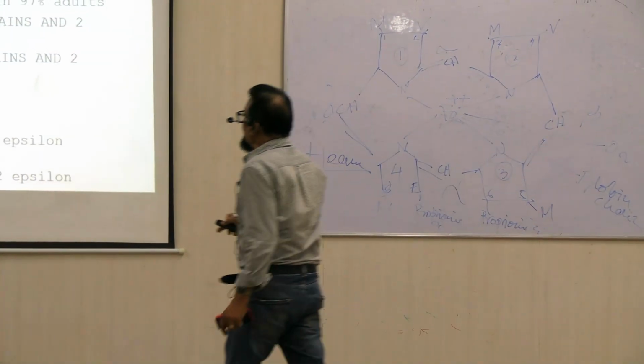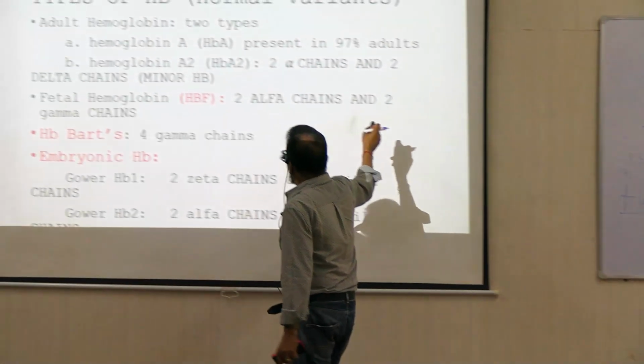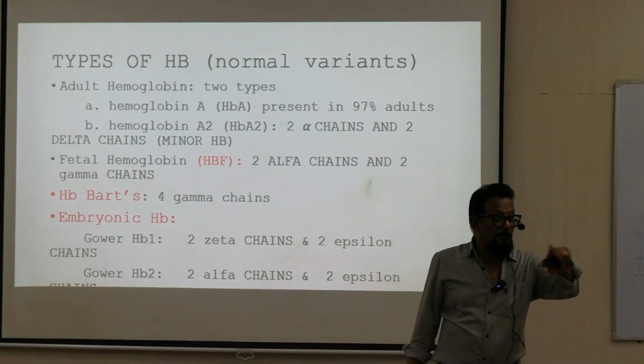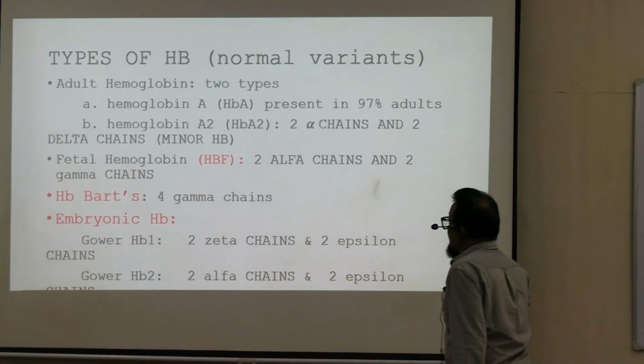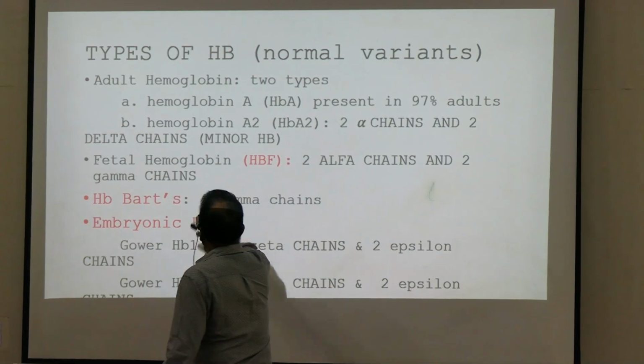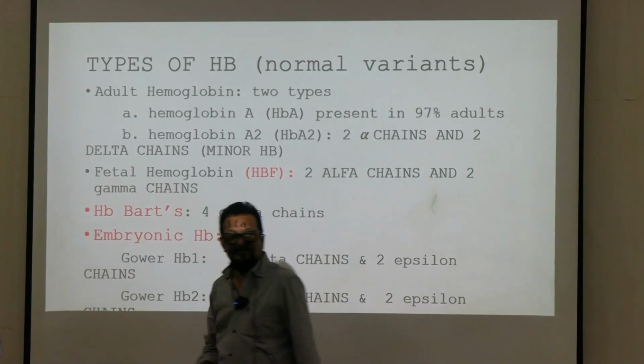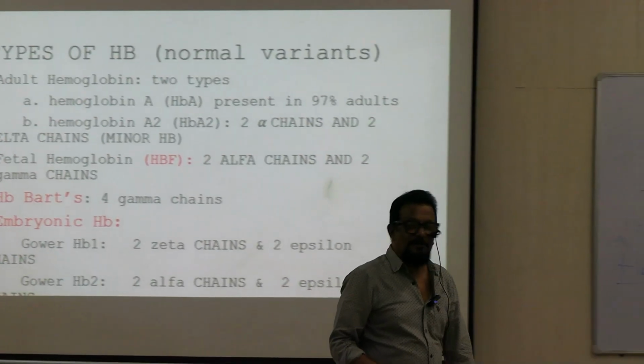And fetal hemoglobin has 2 alpha chains and 2 gamma chains. Okay, you have to remember these biology questions. And Hb Bart's hemoglobin, all the 4 chains are gamma chains.